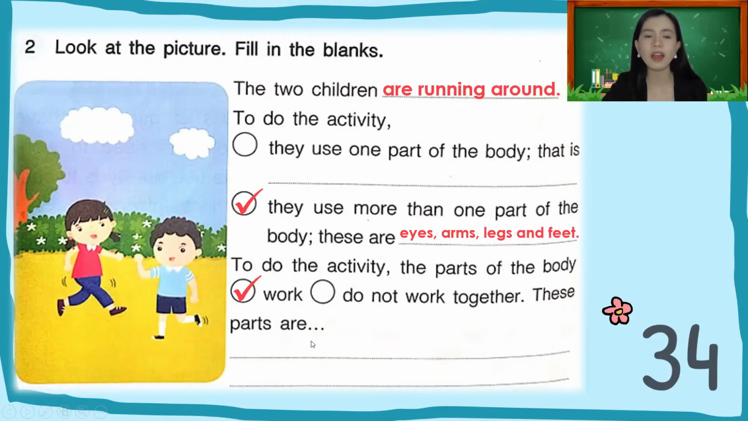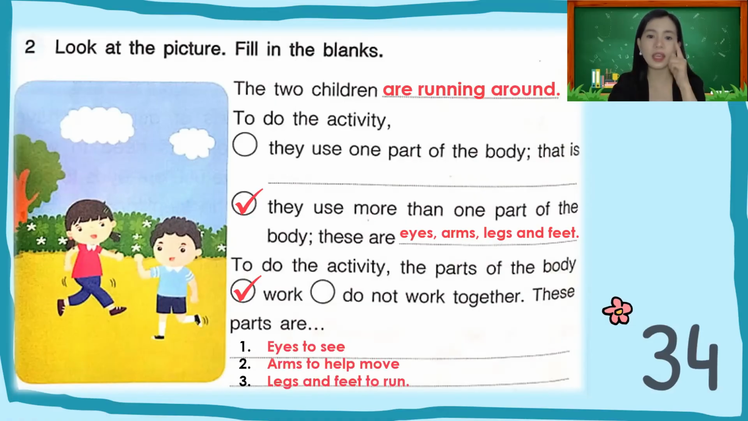These parts are, again, so what are the parts of the body that they use? Can you repeat it again? The eyes, the arms, and the legs. Okay, the eyes to see, the arms to help move, and then the legs and feet to run. So those are the parts of the body that they use in running around.